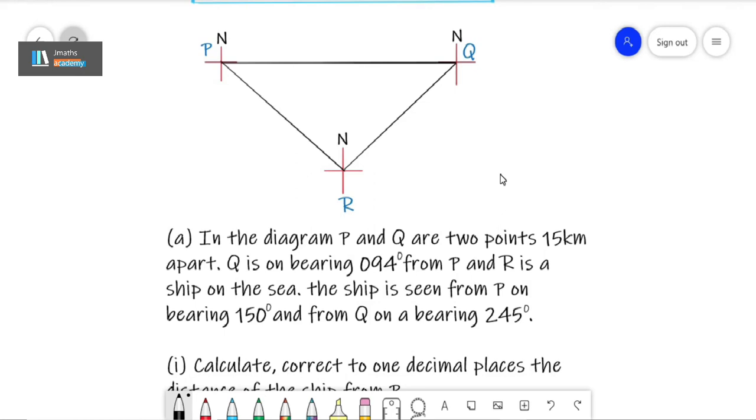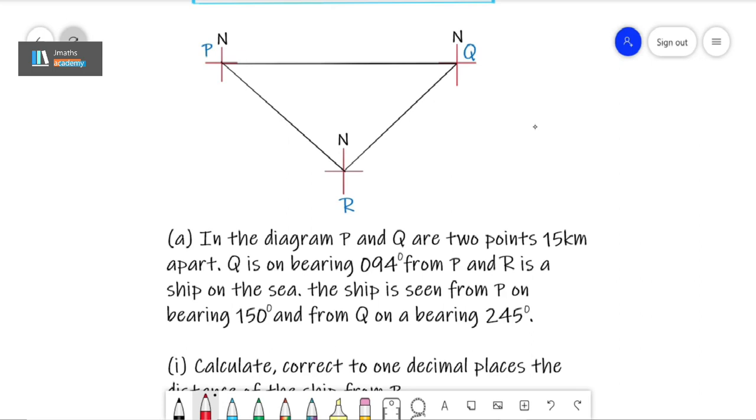Okay, now using our coordinates, let's figure out the bearing of P, Q and R. So Q is on a bearing 94 degrees from P. So I'm going to take a bearing from north to east, 94 degrees. So it implies that here is 94 degrees. Next, we are told that the ship is seen from P on a bearing 150 degrees. And we know our ship to be R. So we know here to be 94 degrees. We simply take 94 from 150 degrees. So 150 degrees minus 94 will give us 056 degrees. So this implies that the angle here is 056 degrees to give a total of 150 degrees.